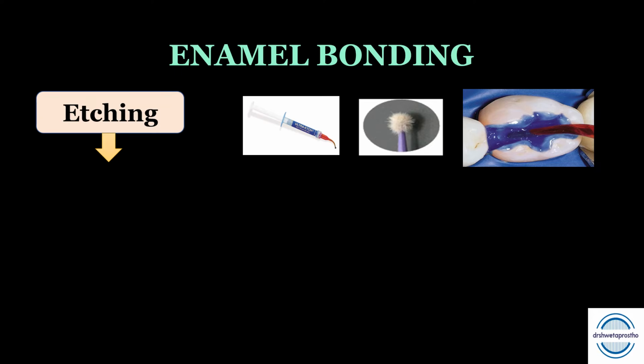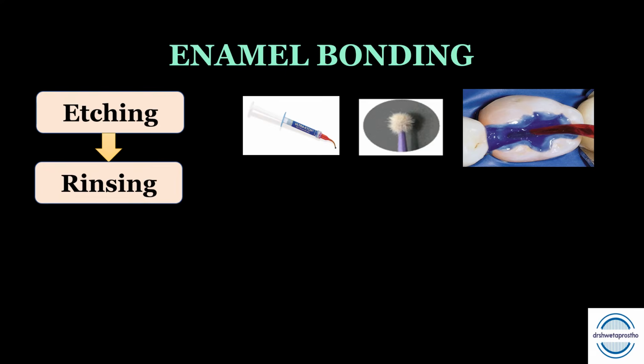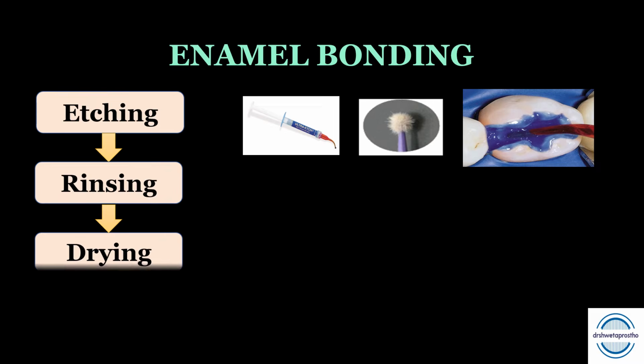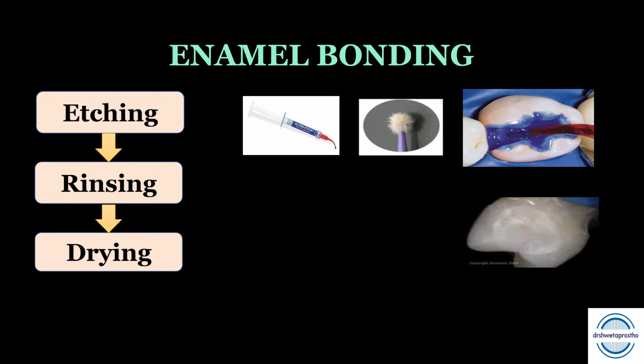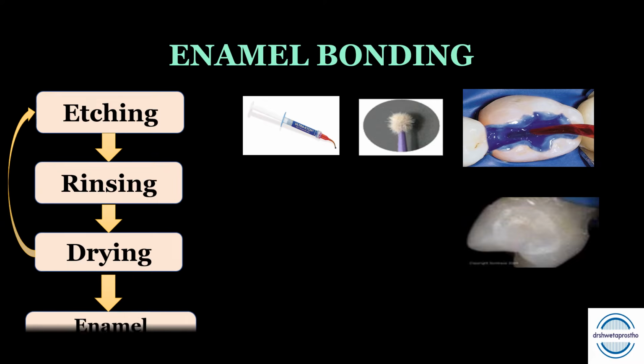After the etching of the enamel surface is done, the surface is thoroughly rinsed with a continuous stream of water for 5 to 10 seconds so that the acid is completely washed off. This is followed by proper drying, which will produce a frosty white appearance, as we can see in the picture. Now, if contamination of the etched and dried enamel has occurred, then we will repeat the procedure. We will re-etch the surface, because any contamination with saliva, moisture or blood can prevent proper bonding. Then the enamel bonding agents are applied.